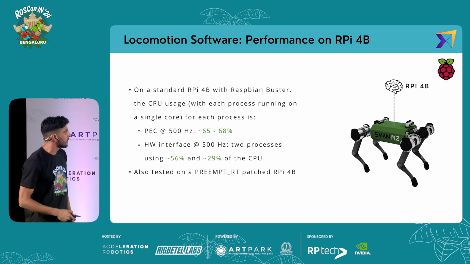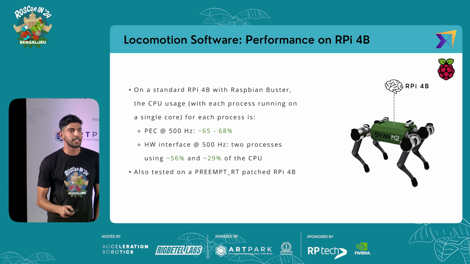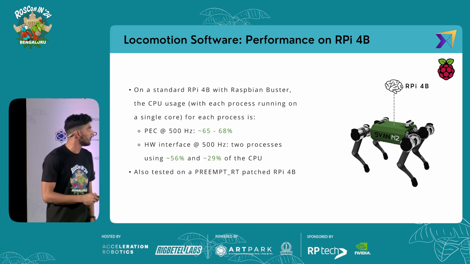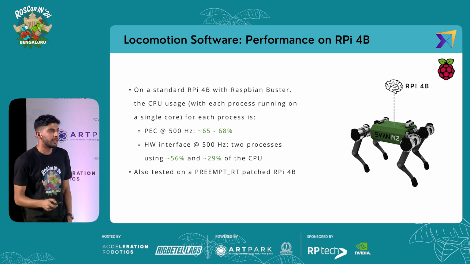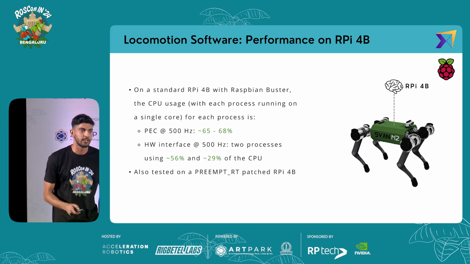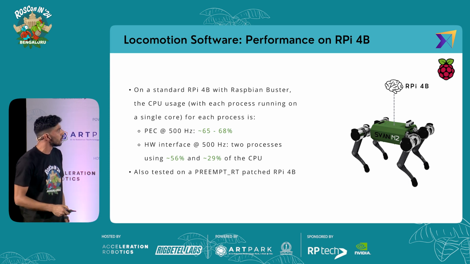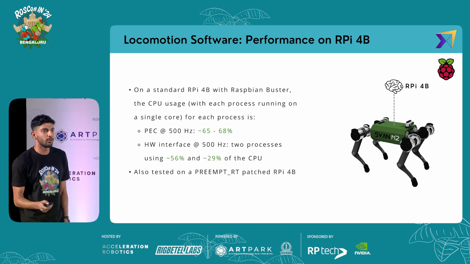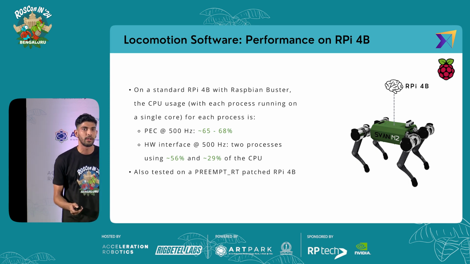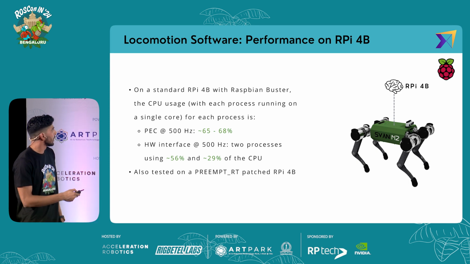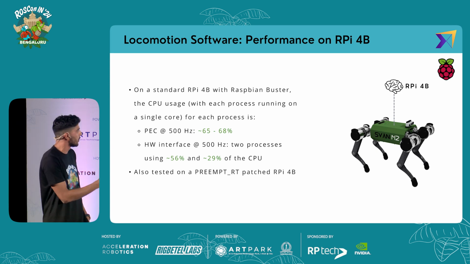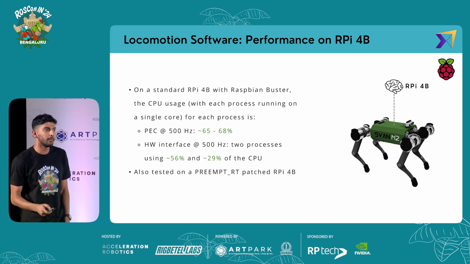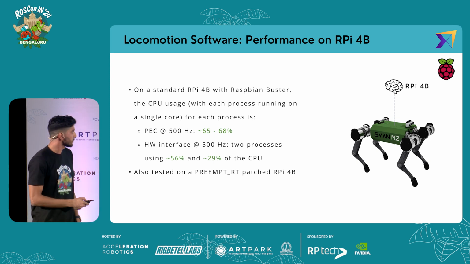We tested this software on a Raspberry Pi 4B, and we ran the planner, estimator, and controller cycle at 500 Hertz, and we were able to do that with around 65 to 68% of CPU usage. We were able to run our Locomotion software comfortably on a Raspberry Pi. We also ran our hardware interface at 500 Hertz, and that also did not take significant CPU usage.